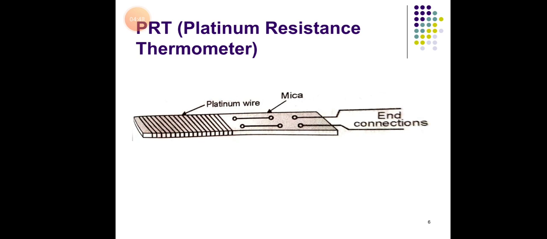We'll see the first type, PRT. PRT means what? Platinum resistance thermometer. As shown in the figure, the platinum wire is wound in the form of a spiral on an insulating material such as mica or ceramic. The wire is in direct contact with the gas or liquid whose temperature is to be measured. The gas or liquid, however, should not be conductive. Their principle of operation: the resistance of the platinum wire changes with change in the temperature of the gas or liquid.